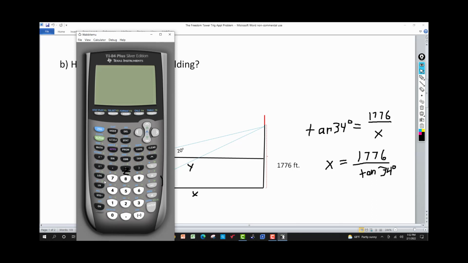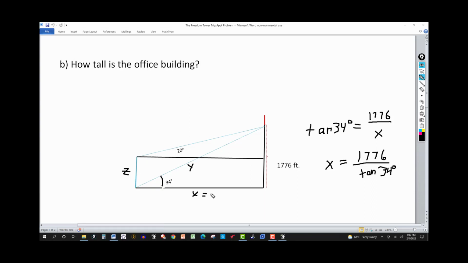We're dealing with degrees here, so my calculator is in degree mode. So I simply have 1776, and I'm going to divide that by the tangent of 34. And that's 2,633. X is equal then, to the nearest foot, to 2633. Now I need the length of this hypotenuse right here.